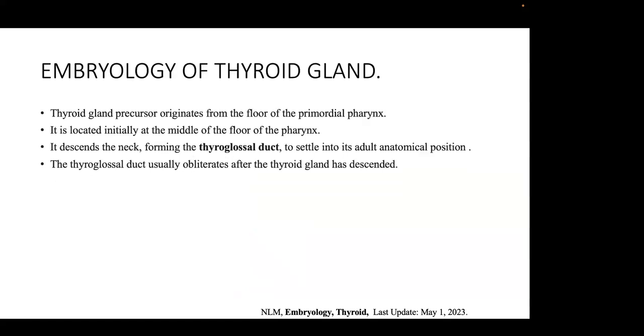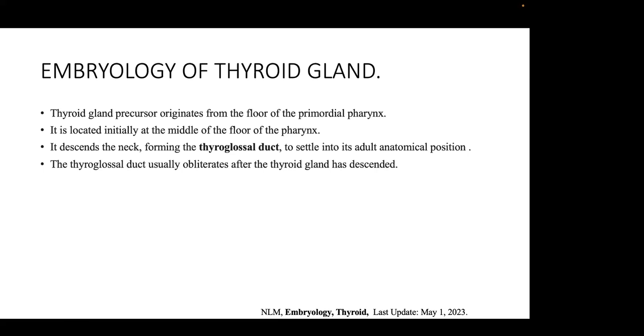Going ahead with the embryology, the thyroid gland basically originates from the floor of the primordial pharynx, and it initially arises from the first and second pharyngeal pouches of the endoderm. So it's basically an outpouching growth from the primordial pharynx. It will descend inferiorly until it reaches the neck, where it will divide into the right and left lobes.